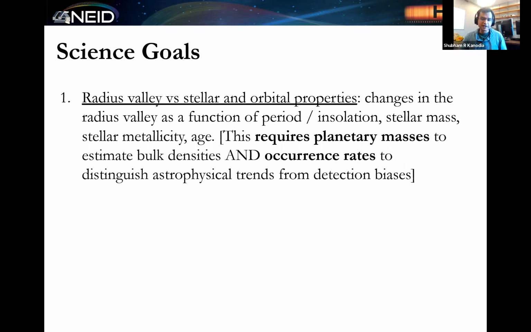If you note, most of the studies that have been done which look at the radius valley, and there has been some great work done to look at this, have focused on two dimensions, be it how the radius compares with the period or the insolation, how the radius valley evolves as a function of stellar mass, or so on. What I'm proposing to do over here is fit a 4 or 5 dimensional framework, in which we combine all these different parameters and try to find trends between them.